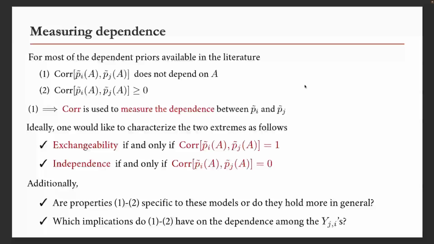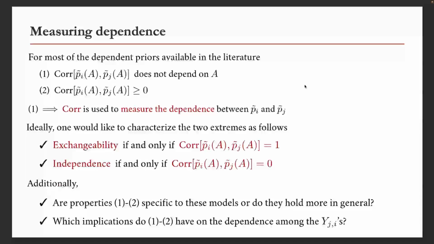Another popular way of measuring dependence is through correlation. This happens because for all the models I've been describing, the correlation between random probabilities evaluated at the same set A does not depend on this set. And moreover, these correlations are non-negative.